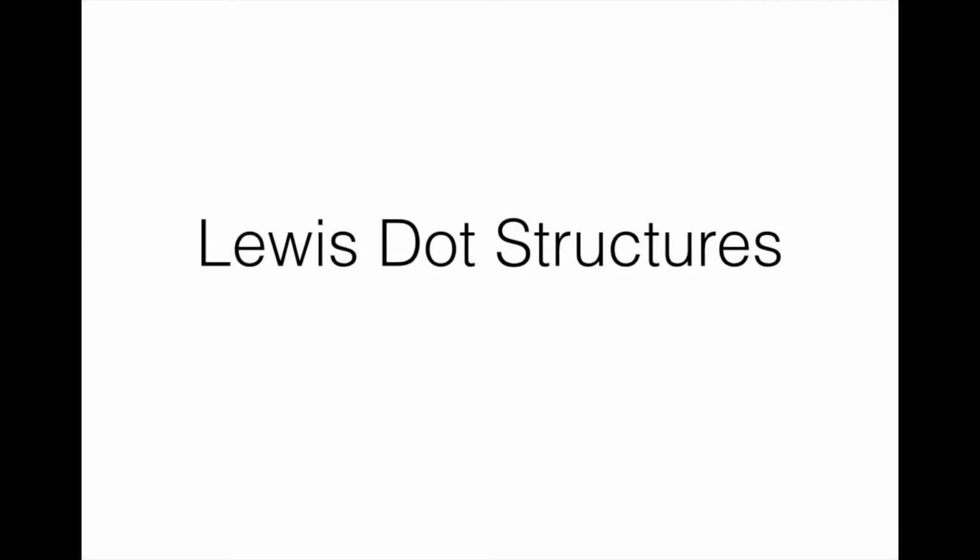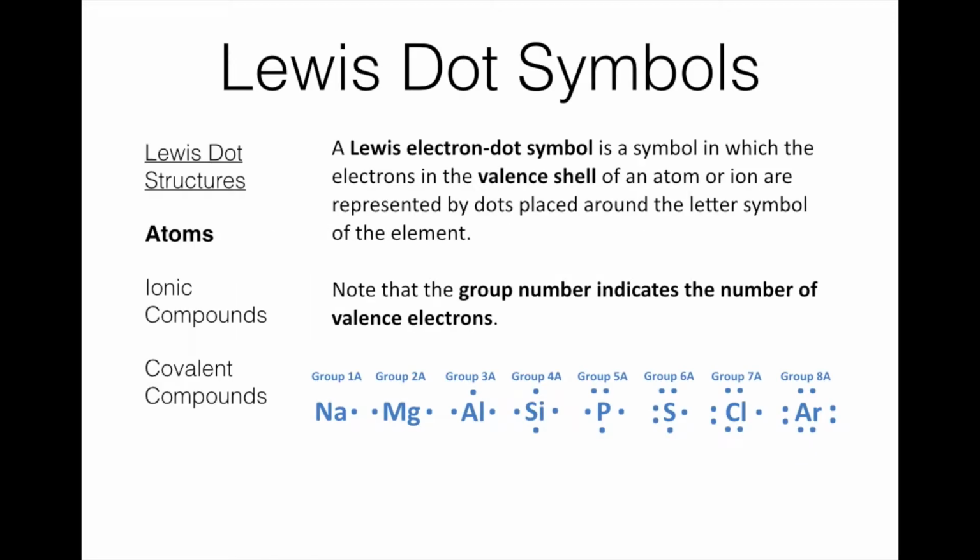Hi everybody. Now that we know how to determine if something is ionic or covalent, we can start learning how to draw and represent these molecules. In order to do that, we're going to use something called Lewis dot structures or Lewis dot symbols. They're a way to represent what's happening with all of the valence electrons and what they're doing inside of these bonds.